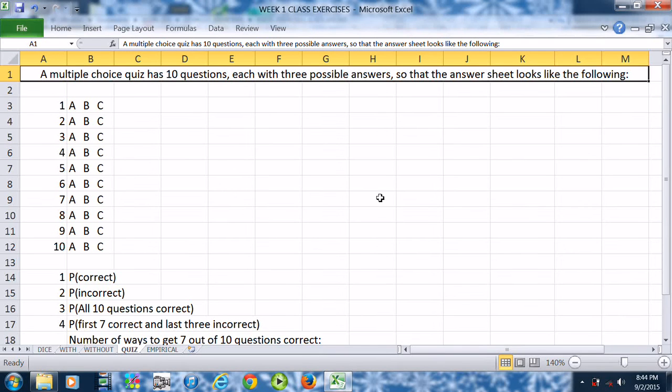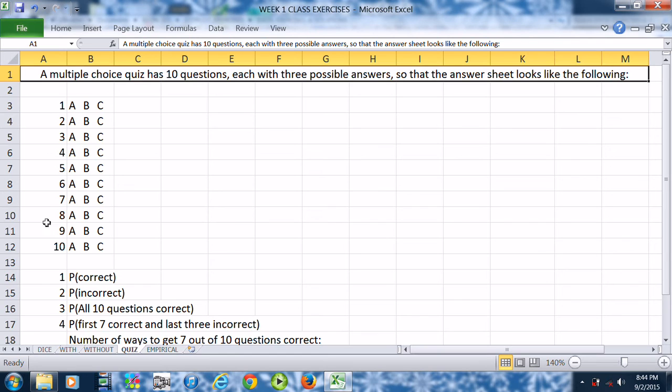In this video, we're going to look at a probability problem which involves a multiple choice quiz. Suppose we have a quiz with 10 questions where each question has 3 possible answers. What we're going to do is look at the probabilities of randomly guessing.